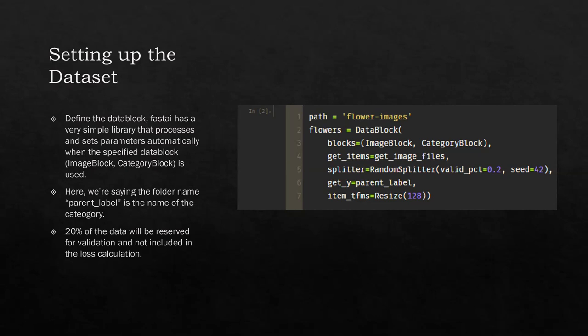So the first thing we do is we set up the data set. We tell the computer, the code, or the model that we have a data block, which is a flower data block, made up of images, where it says image block, and category block, which is the labels, right? And then it uses 20% of the data where it says valid PCT. That's 20% of the data for validation, where if you remember the algorithm, it's the last part where it checks for validation and then reiterates.